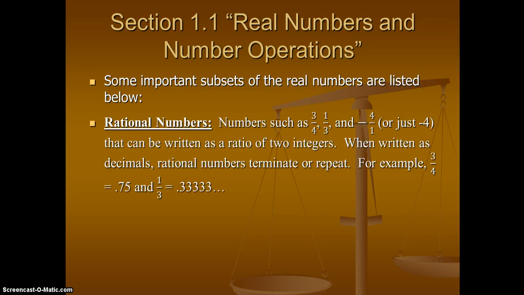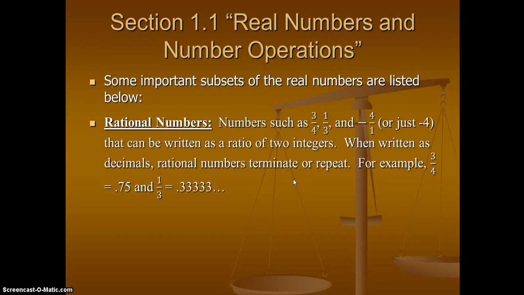Another set of real numbers is called rational numbers. As you can see, rational numbers can be fractions like 3/4. It can be a fraction like 1/3. It can also be a fraction like -4/1, which is just -4. So hopefully you can see rational numbers can be fractions, and they can be integers. Also, if you turn 3/4 into a decimal, which is 0.75, it terminates. So rational numbers stop. Or, as you can see, 1/3 is 0.3 repeating. That's what the ellipsis means.